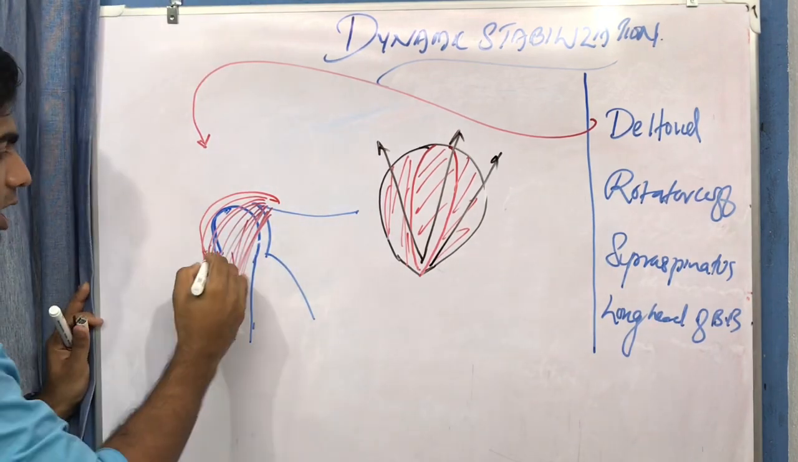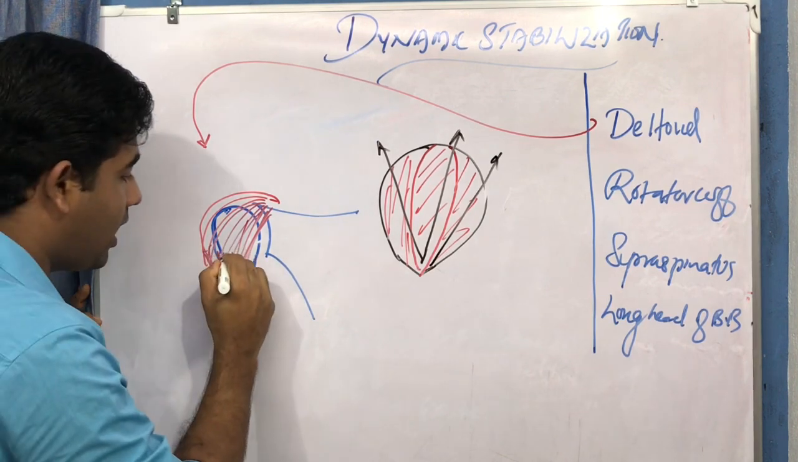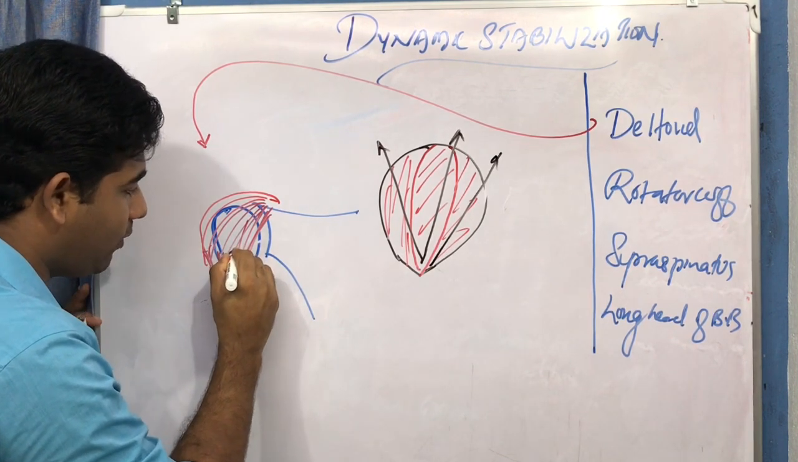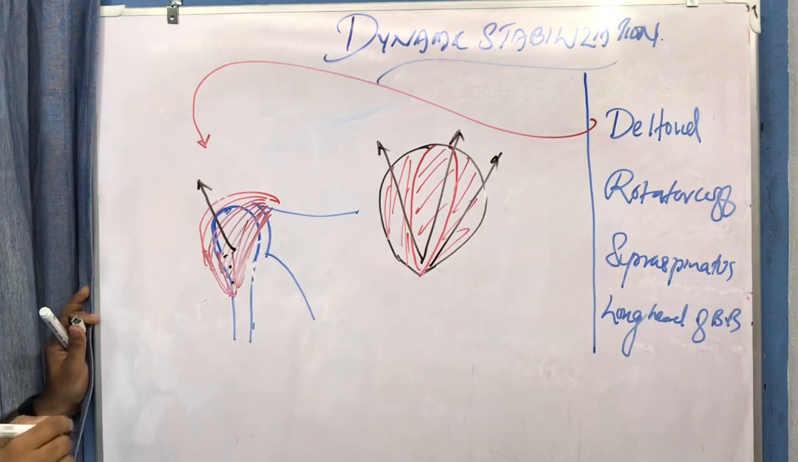So how do you draw it? We can draw it in this direction. How do we draw it? The fiber of the middle one, from this point of application, let this be the force produced by deltoid.